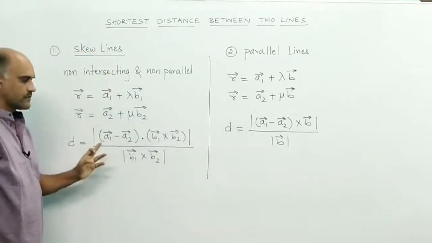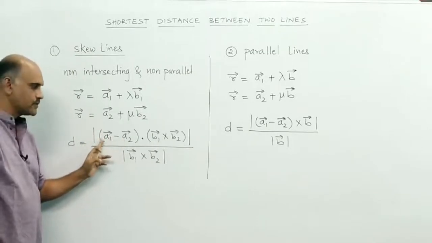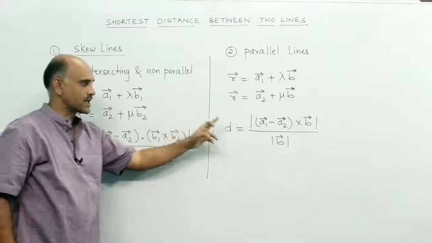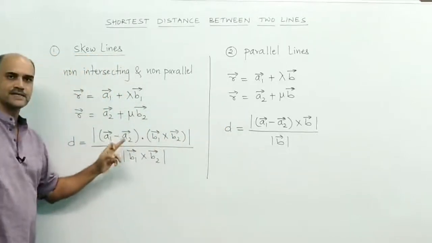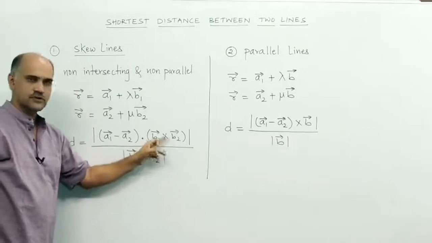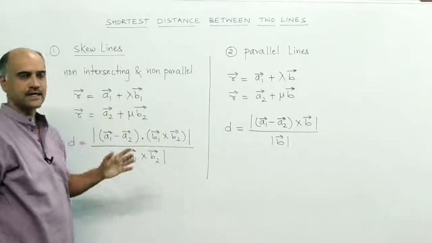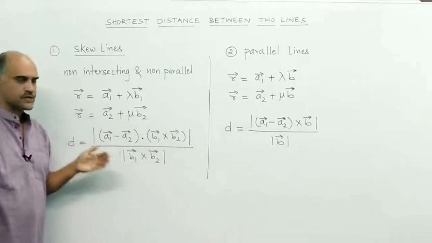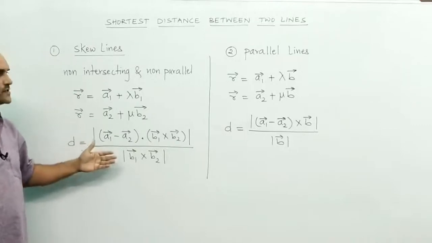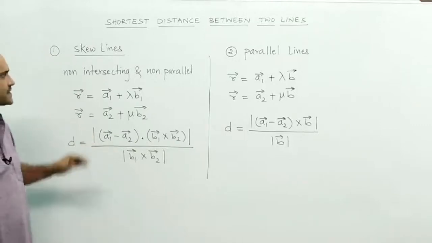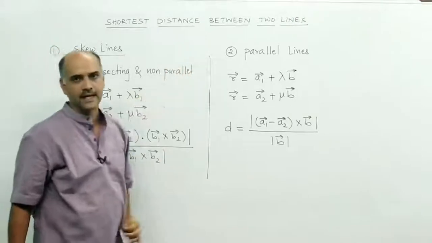Now while solving, if you take a2 minus a1 instead of a1 minus a2, it is also correct. Even if you take b2 cross b1 instead of b1 cross b2, you will get the correct answer. So students, you can note down the formulas, then we'll solve problems on this. First we'll solve problems on skew lines, then on parallel lines.